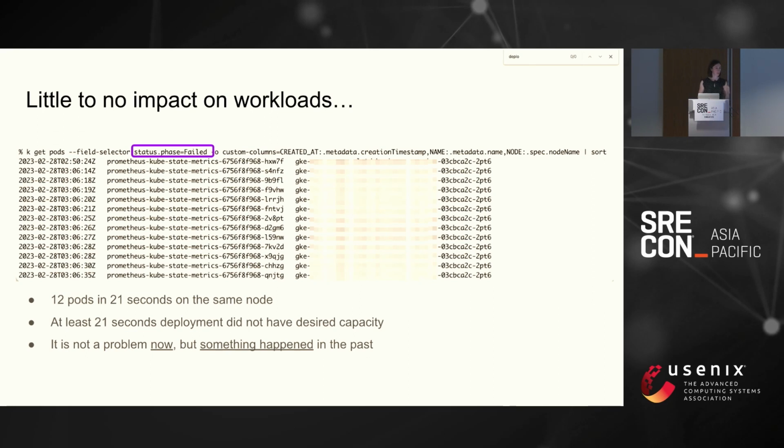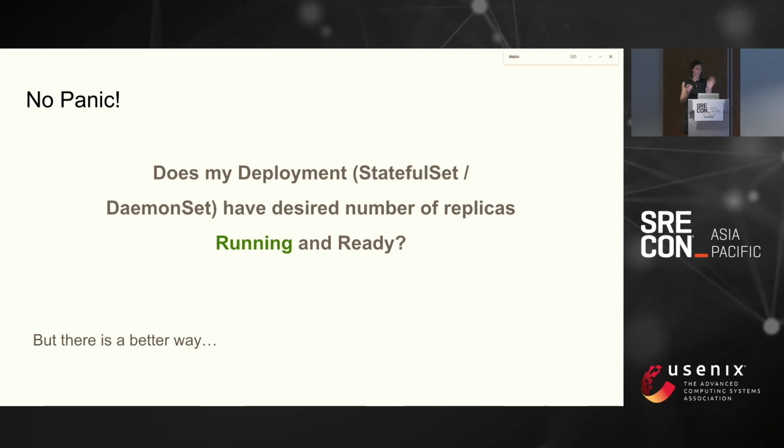Now, almost always when you look at all of these statuses and all these error pods, it's not a problem in the cluster right now, but it is always an indication that something did happen in the past. So if someone comes to you in panic and asks what happened, out of CPU, nothing is running, this is the only question that you should be asking yourself: do you have enough running and ready replicas right now?